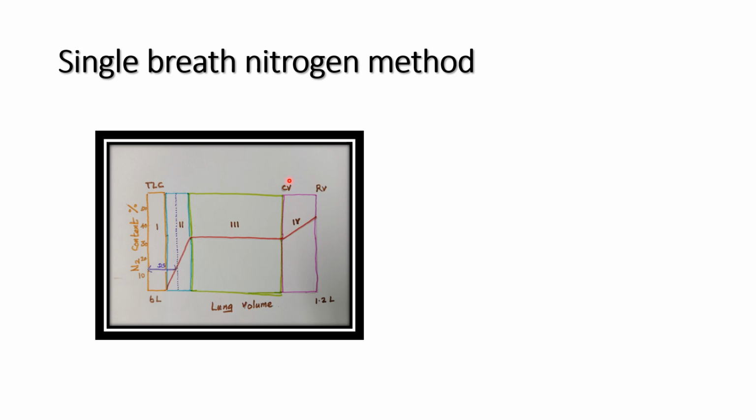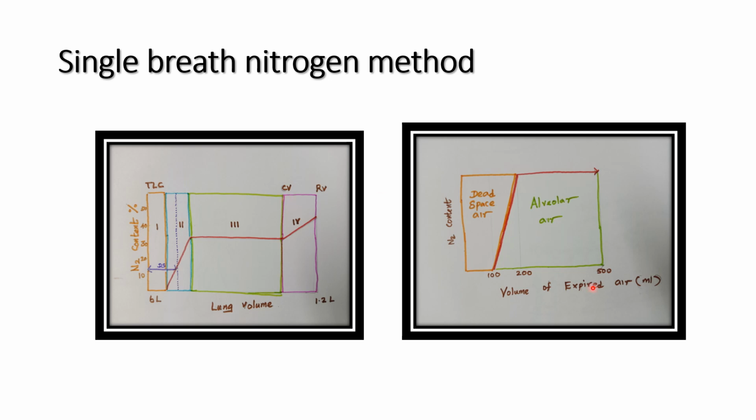This starts from the closing volume to the residual volume. At the level of the closing volume, the transmural pressure decreases. The respiratory bronchioles are closed when the volume decreases below this level. The dead space volume is also measured by the planimeter. This is the dead space volume, around 150 ml. This is the alveolar air, by the planimeter.